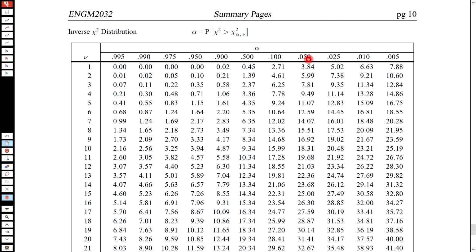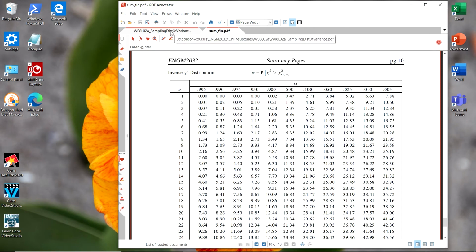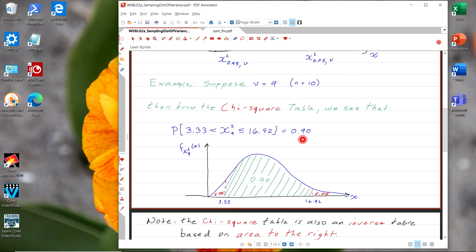16.92 has area to the right of 0.05, so the area between these two has to be 0.95 minus 0.05, which is 0.90. Let's just see if I remembered it properly. This was 16.92, and this one I remember was 3.33. Okay, so let's go back to our notes, and we're looking at the sampling distribution. Yeah, okay, so it's 0.9. So 3.33 has area to the right of 0.95, which is this area plus this area, and 16.92 is area to the right of 0.05, so the area between them is 0.90.